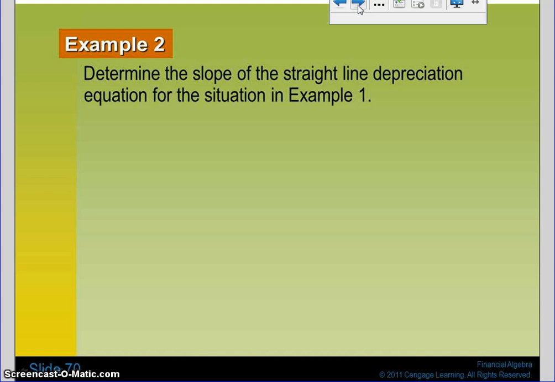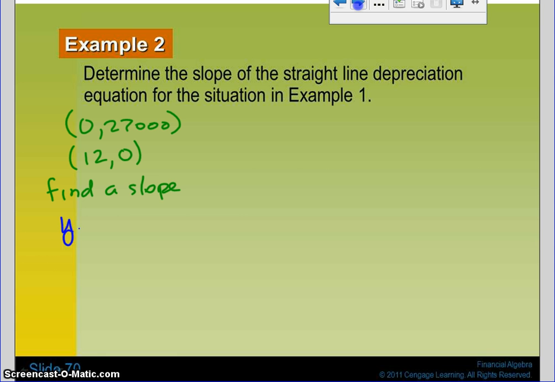Example 2, it says, determine the slope of the straight line depreciation for example 1. So we know again that our intercepts were (0, 27,000) and (12, 0). Now to find the slope of a straight line depreciation, we need to remember our slope formula, and that would be y2 minus y1 divided by x2 minus x1.